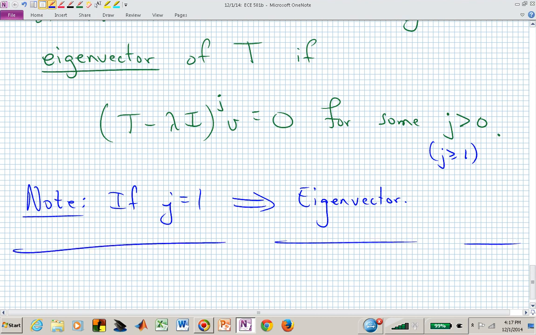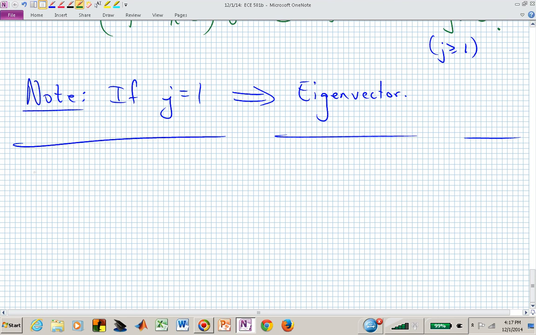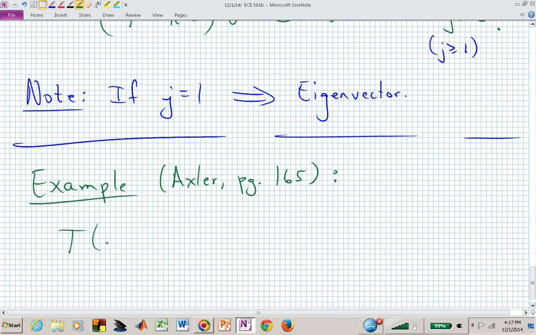Let's now look at this by means of an example so that we start to see what in the world we are talking about, what these generalized eigenvectors look like. Here is an example from the book, on page 165, where we have a linear map T that's operating on a three-dimensional space, z1, z2, z sub 3, and let's say that linear map maps to z sub 2, 0, z sub 3.